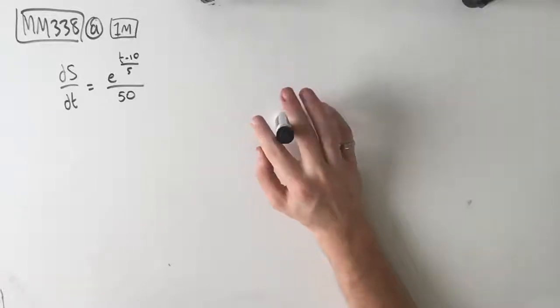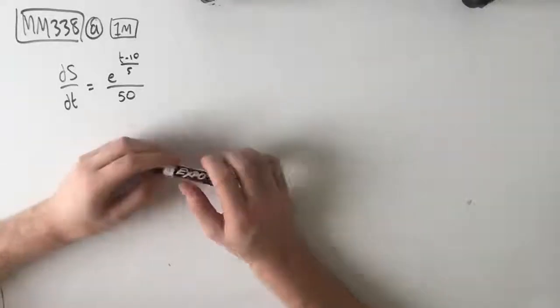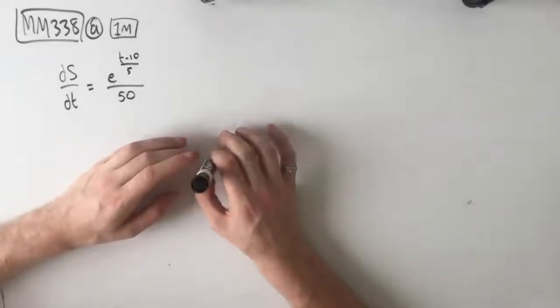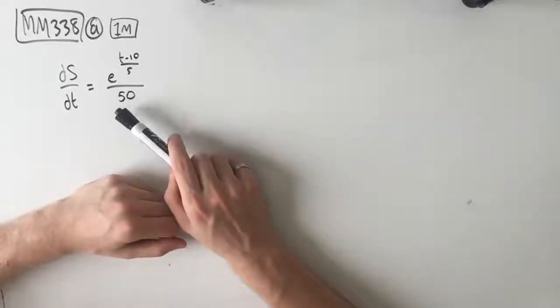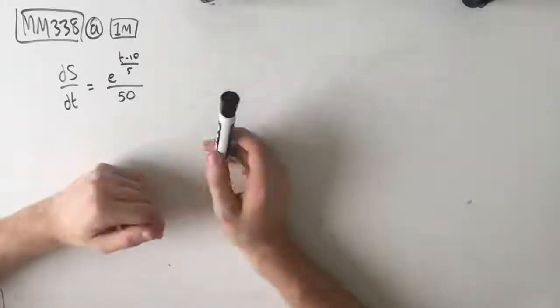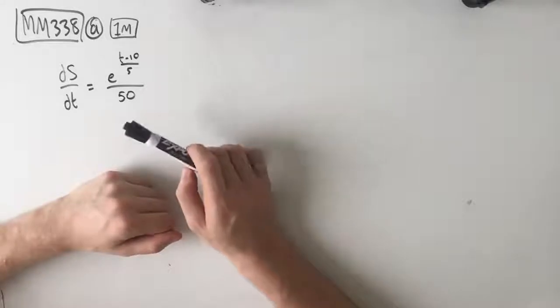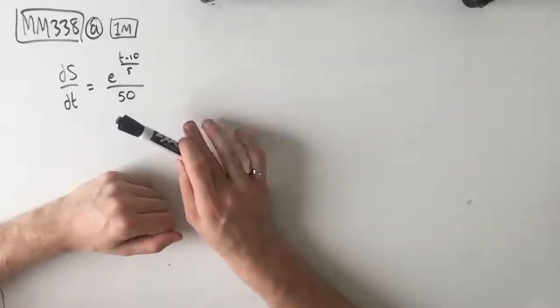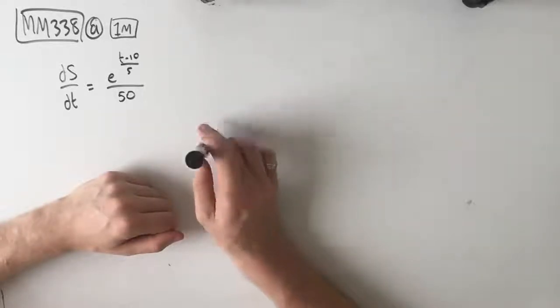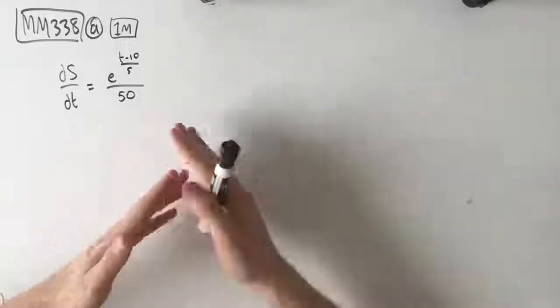Now, this one says, Ben has been saving money for years and has decided to switch up his savings plan. His new plan means that the rate of increase of his savings account is given by ds/dt equals e to the power of (t minus 10) over 5, all over 50, where t is greater than or equal to 0, and where S is the balance in his savings account in thousands, t months after starting his new savings plan. So when S equals 1, he has $1,000 in his savings account. So it's all in thousands.